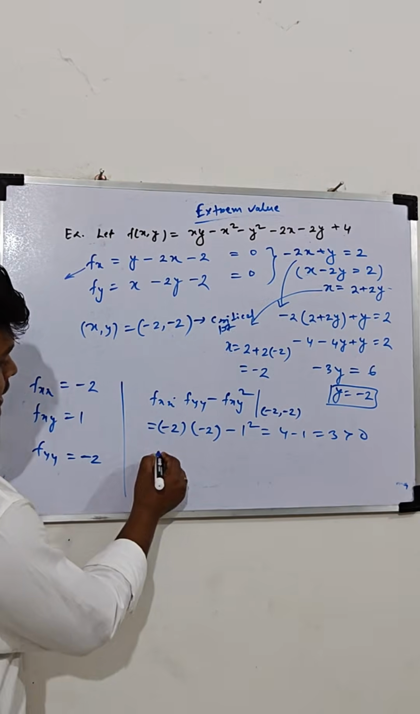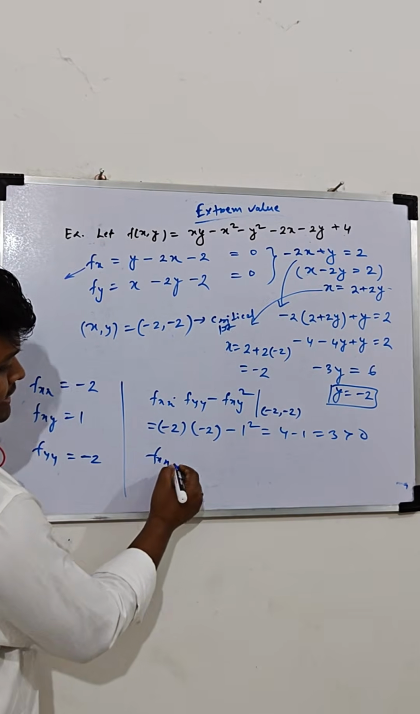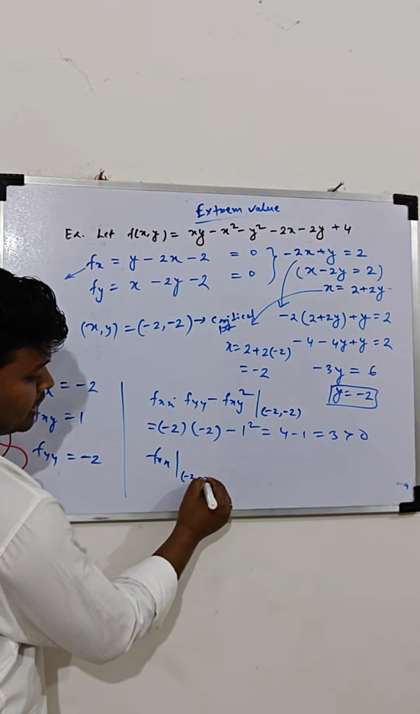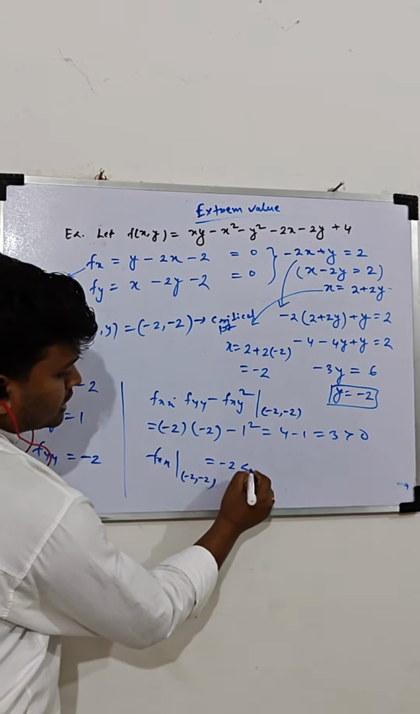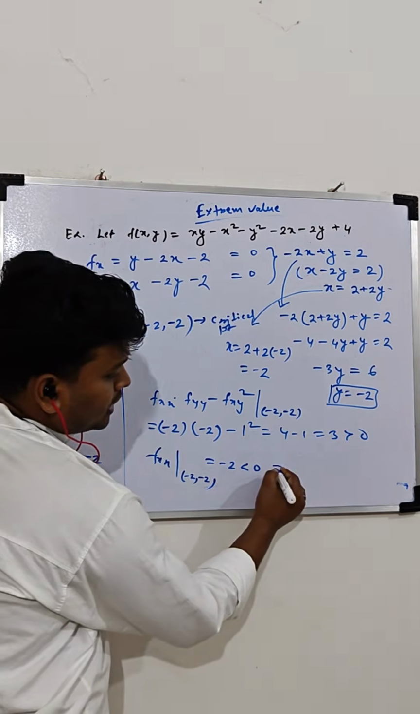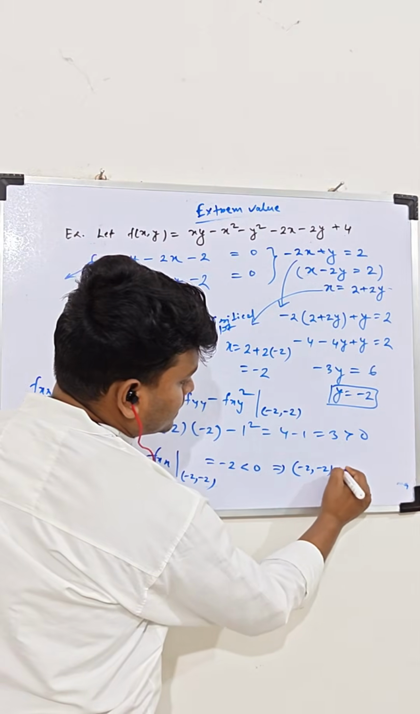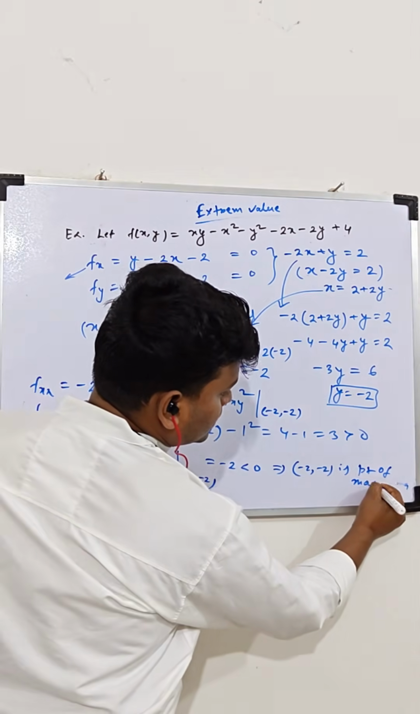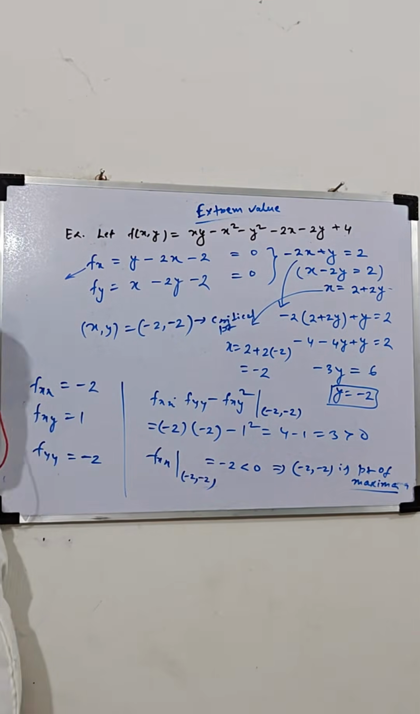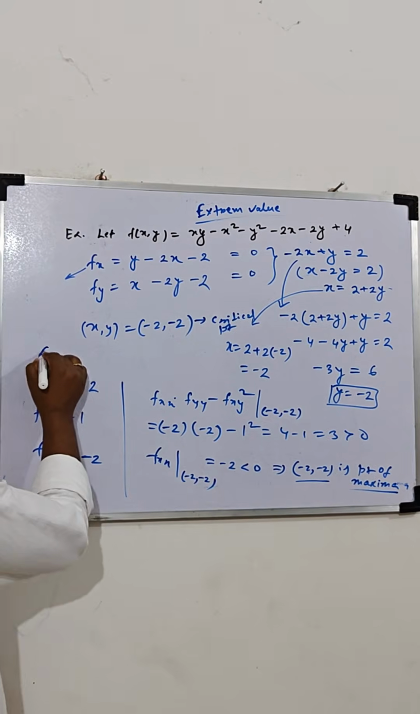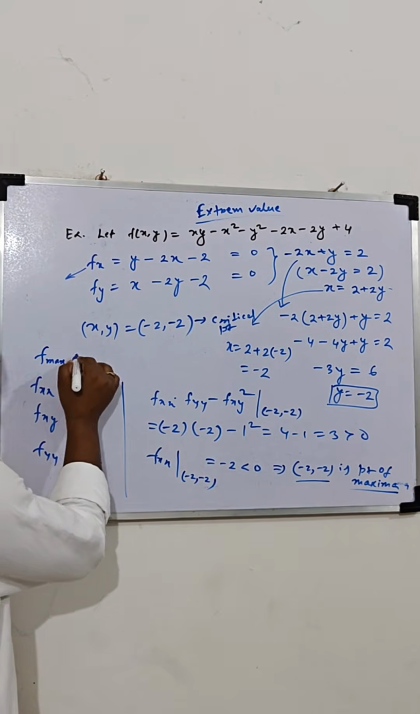So now we check the value of f xx at the point minus 2, which is minus 2, less than 0. So f xx is minus 2, that is less than 0 at this point. So this implies this point is a point of local maximum. So this is the point of local maxima.